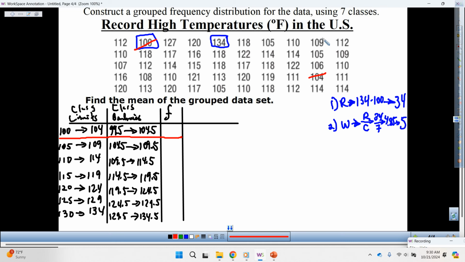Two. Is that it? Yeah? All right. Two. Next one, I'm switching to green. 105 to 109. See? 1, 2, 3, 4, 5, 6, 7, 8. I think that's it. 8.